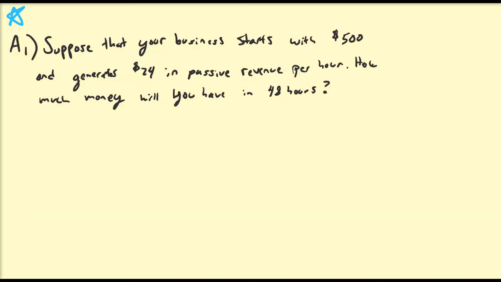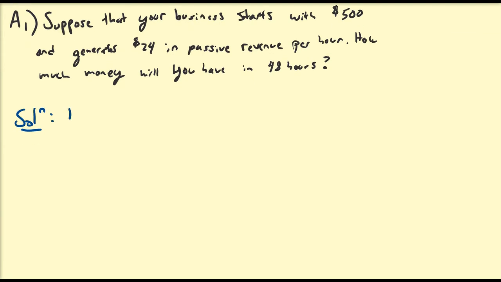Alright, so let's start off with this first example. Let's assume that your business starts off with $500 and generates about $24 in passive revenue per hour. How much money will you have in 48 hours? So for the solution, we're going to try and model this via linear functions.